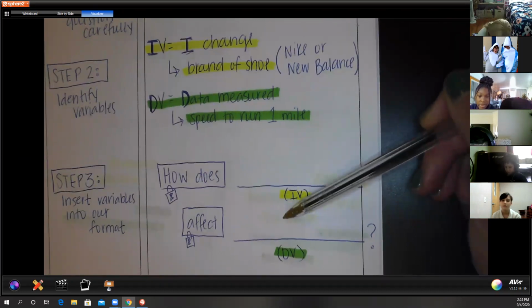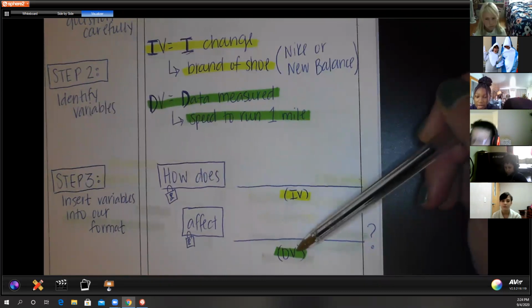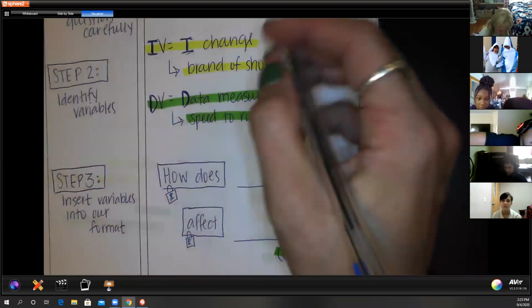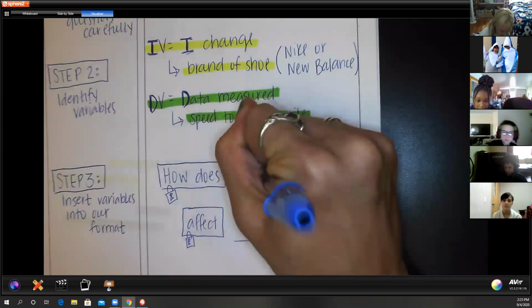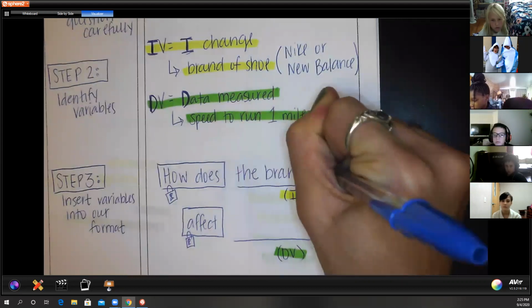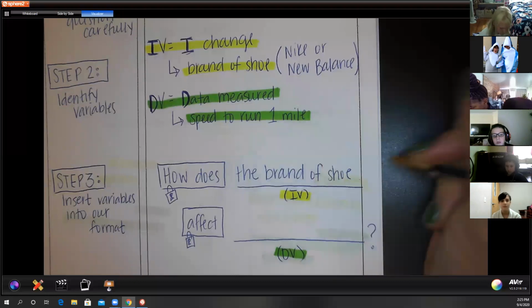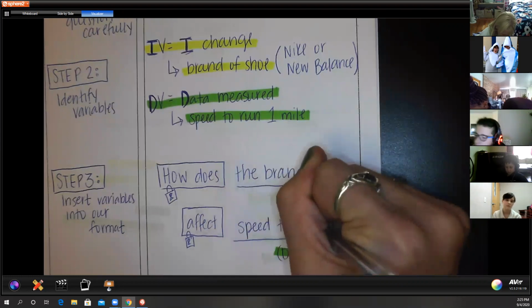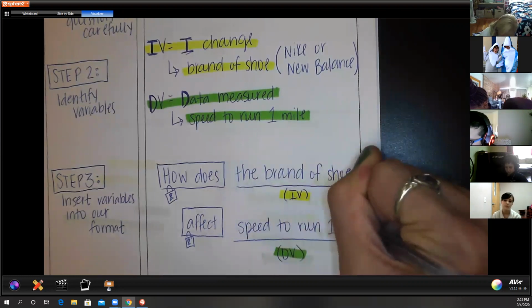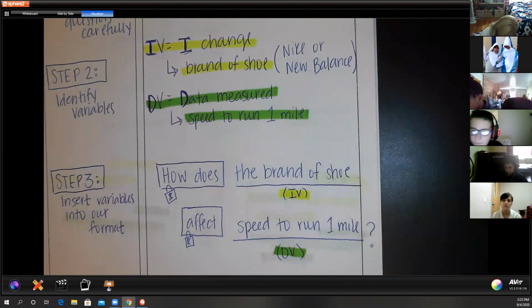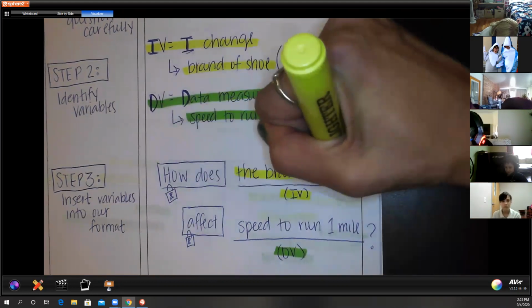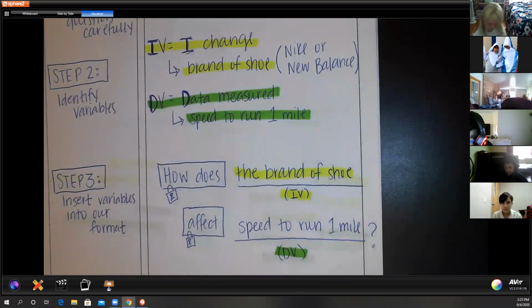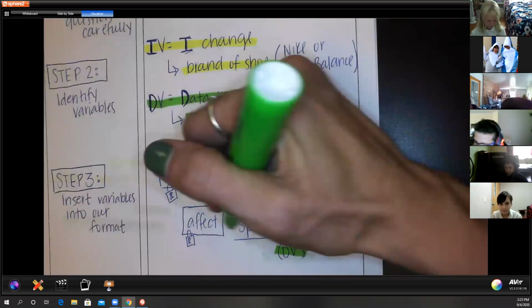Oh, the brand of shoe and the speed to run 1 mile. Perfect. So it would be, how does the brand of shoe affect the speed to run a mile? Does everybody see how I took a question that wasn't in our format, identified our variables, and then rewrote it to be in our format so it was easy to identify what was being tested and what's being changed?